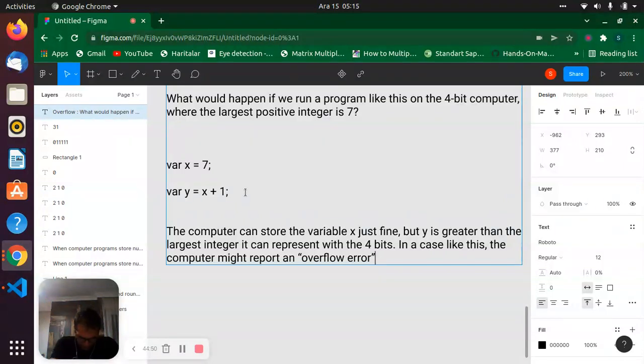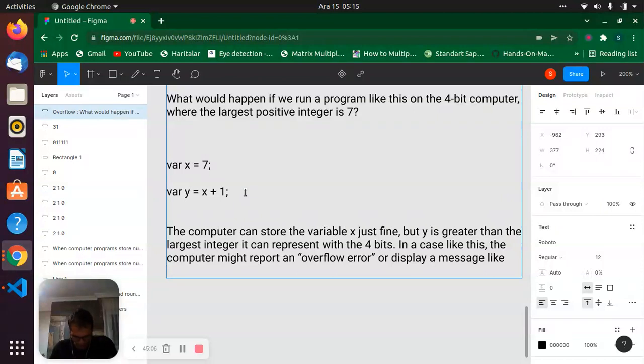Anyway, the computer may display a message like, number is too large. Yeah, computer can do it. Yes, and put that. I think that is okay. Good.